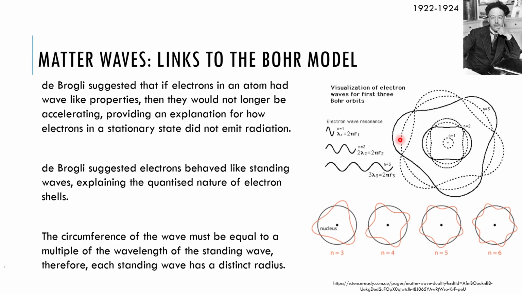The key idea here being that the circumference of the wave had to be equal to a multiple of the wavelength of the standing wave. In other words, to form a standing wave, you couldn't form a circular standing wave with a circumference that included one full wave plus 0.6 of a wave. As a result, you could only form standing waves at specific radii, linking with Bohr's concept of discrete quantized energy levels.